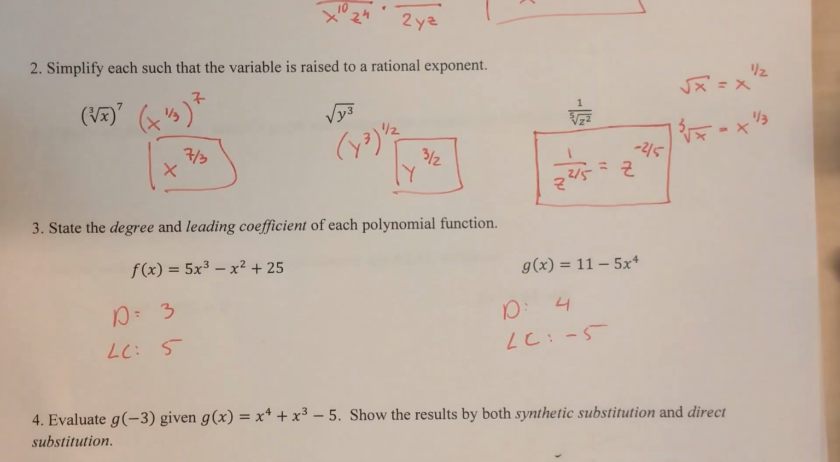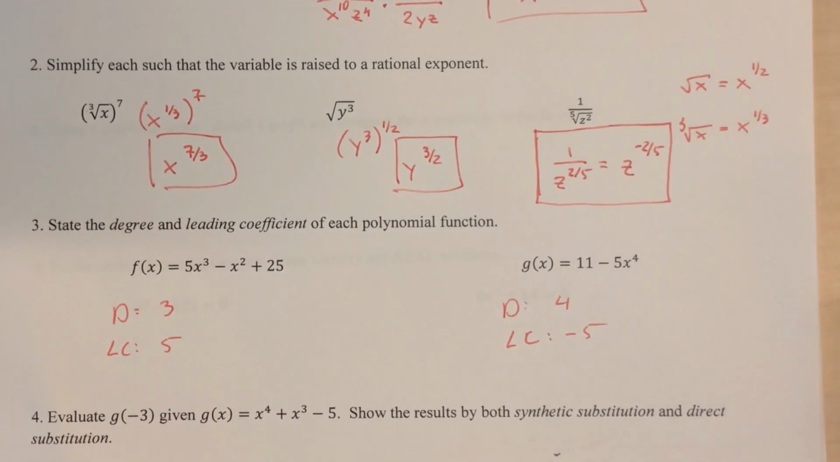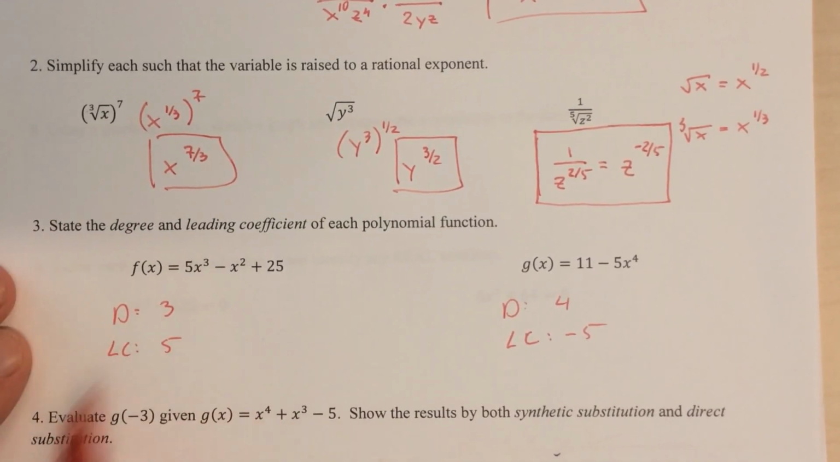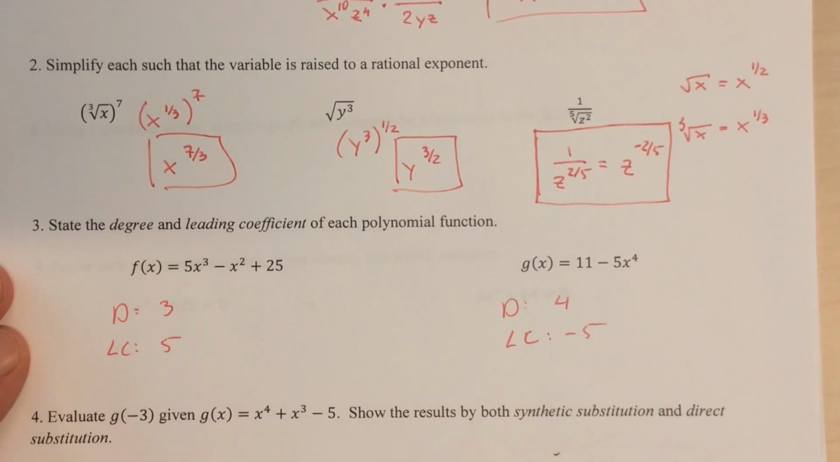Okay, question 3. Degrees and leading coefficients. Incredibly easy. I already have this worked out, so we don't have to waste any time actually writing it. The degree is just the highest exponent that you're going to have. So I have a 3, I have a 2, and then that would be a degree 0, or x to the 0 power.